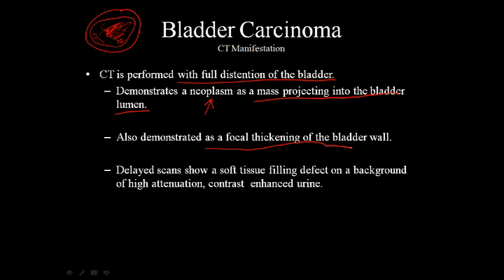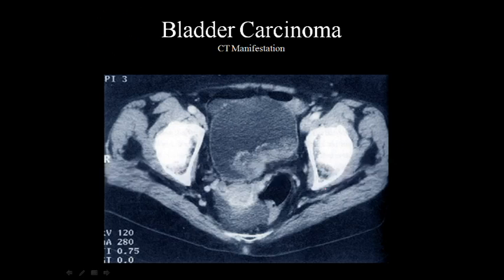It can also be demonstrated as a focal thickening of the bladder wall. And so you may see the bladder wall is thicker. We see that here the bladder wall is thicker than this area. And so that may be what you're looking for as well. Delayed scans show a soft tissue filling defect. So what you're going to see is a filling defect on a background of high attenuation contrast enhanced urine. So the urine is going to be bright white, and you're going to see this absence of it with something encroaching into the space.